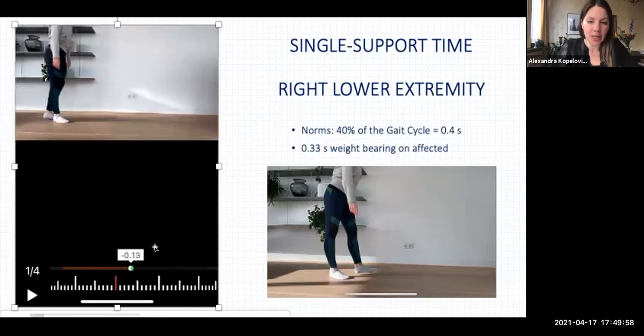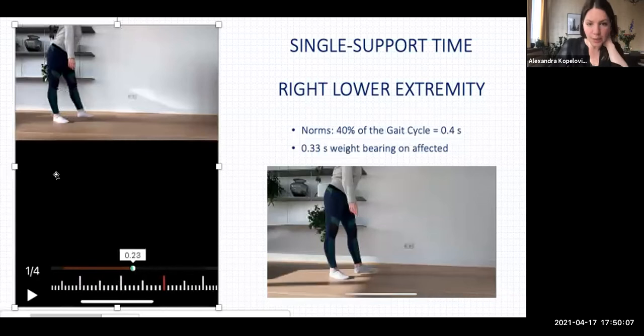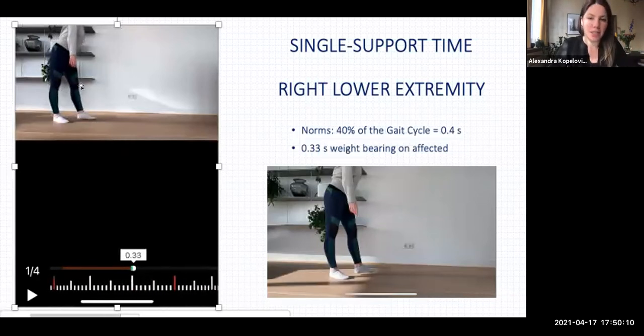So let's take a look at that. Let's follow our timer. I'm going to start it from 0. So here's the beginning of our right single support time, up until the time when the left foot contacts the ground. And this is the point where the left foot contacts the ground. So in our case it is 0.33 seconds weight bearing on the affected side. Let's compare it to the norm. The norm is 0.4 seconds, as I mentioned. It takes 40% of the entire gait cycle to bear weight on the right lower extremity. And in our case, we're weight bearing for only 0.33 seconds, which is less.